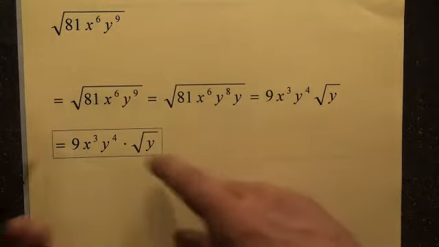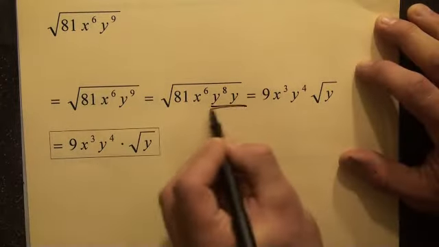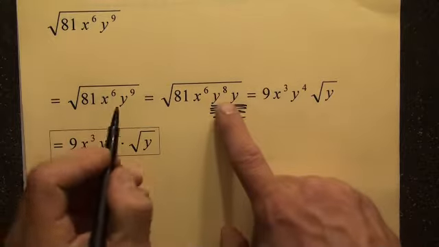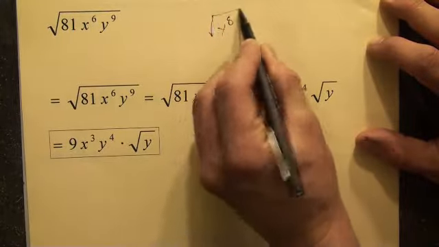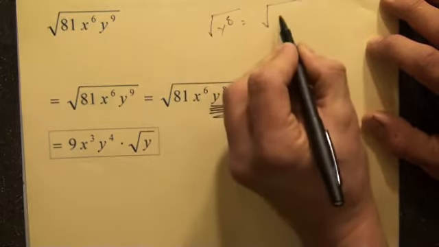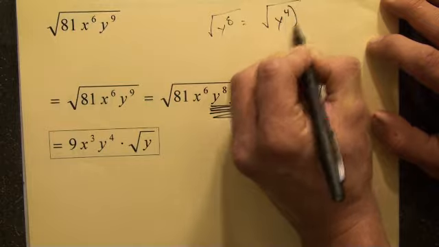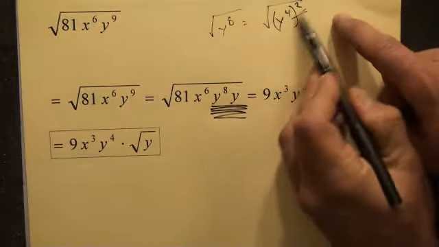What you're going to do is we're going to rewrite this. You're going to rewrite this part here. This is still y to the 9th, isn't it? Now, why are we doing that? The reason is because the square root of y to the 8th could be rewritten as square root of y to the 4th squared. This is still y to the 8th right here.